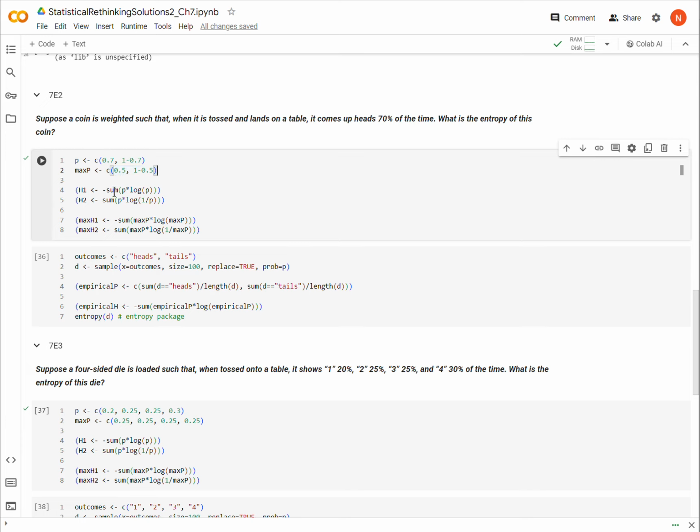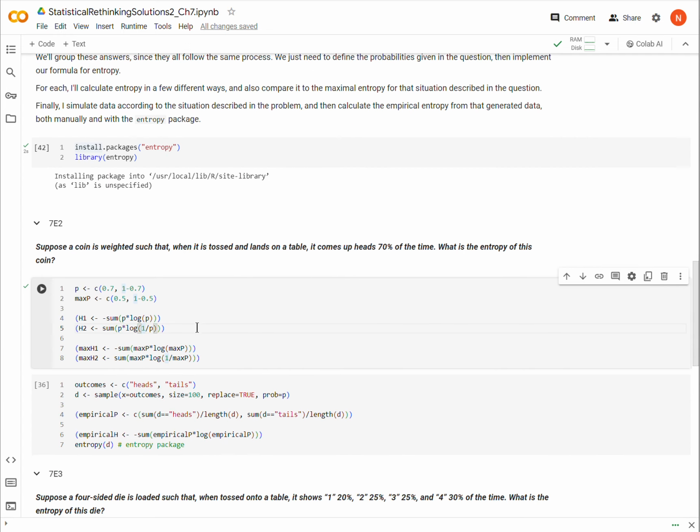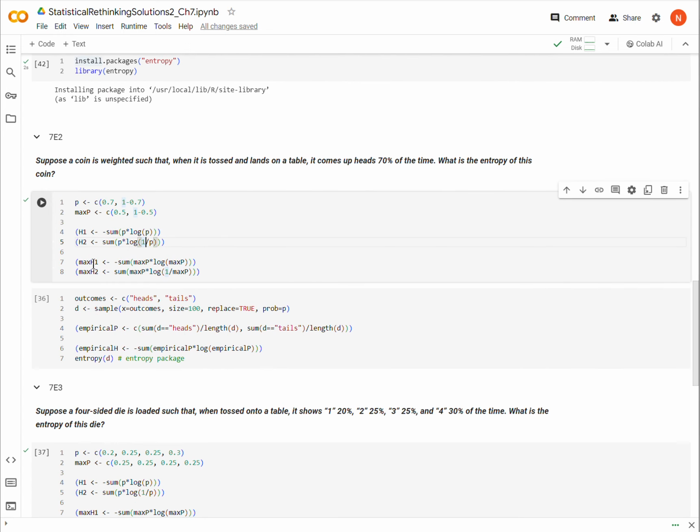So here's one way that I'm going to calculate the entropy, and here's the other. The first way corresponds to this command here, and the second way corresponds to that top formula there. Then I'll also do the same for the maximal entropy. Again, the maximal entropy occurs when all of the outcomes are equally likely, and that's what I've done for max p. So that's what I have here, calculated in two different ways.